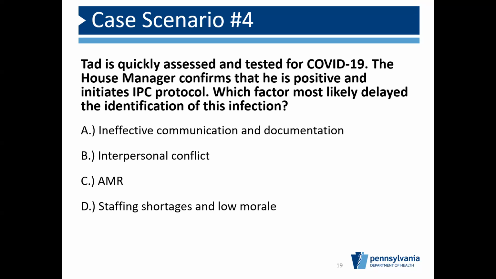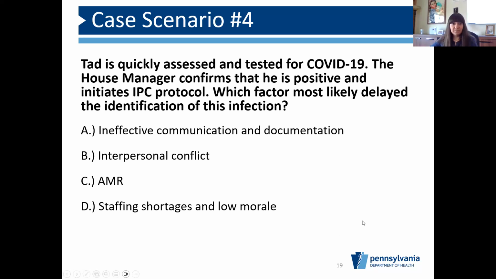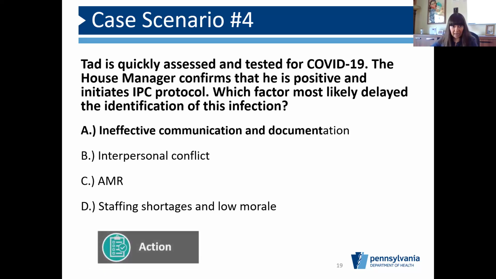Got a couple A's, another A. Okay, very good. All right, so if you said A, you are correct. So it would be that ineffective communication and documentation. So had this miscommunication not happened, or had Mrs. Devereaux's concerns been acted upon or at least documented somewhere, then Tad could have been assessed sooner for COVID-19.